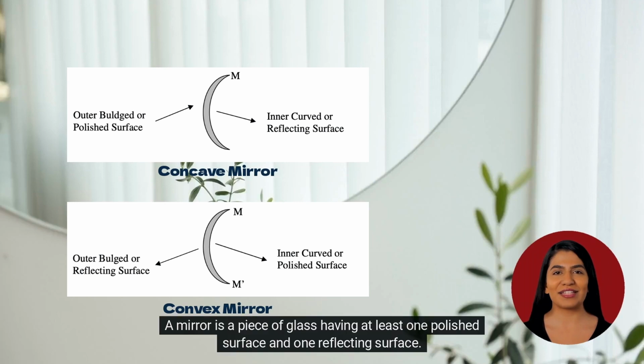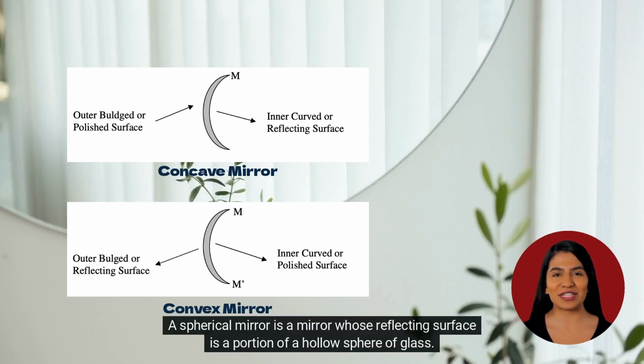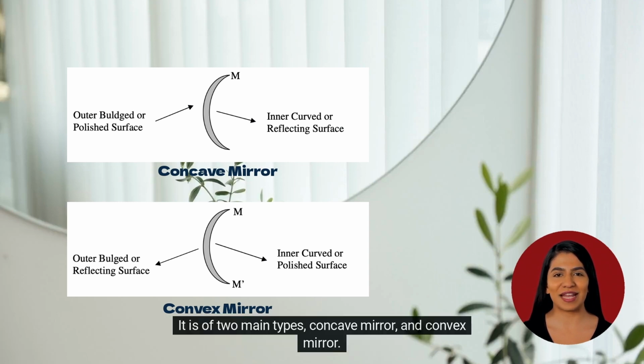Mirror. A mirror is a piece of glass having at least one polished surface and one reflecting surface. Spherical mirror. A spherical mirror is a mirror whose reflecting surface is a portion of a hollow sphere of glass. It is of two main types: concave mirror and convex mirror.